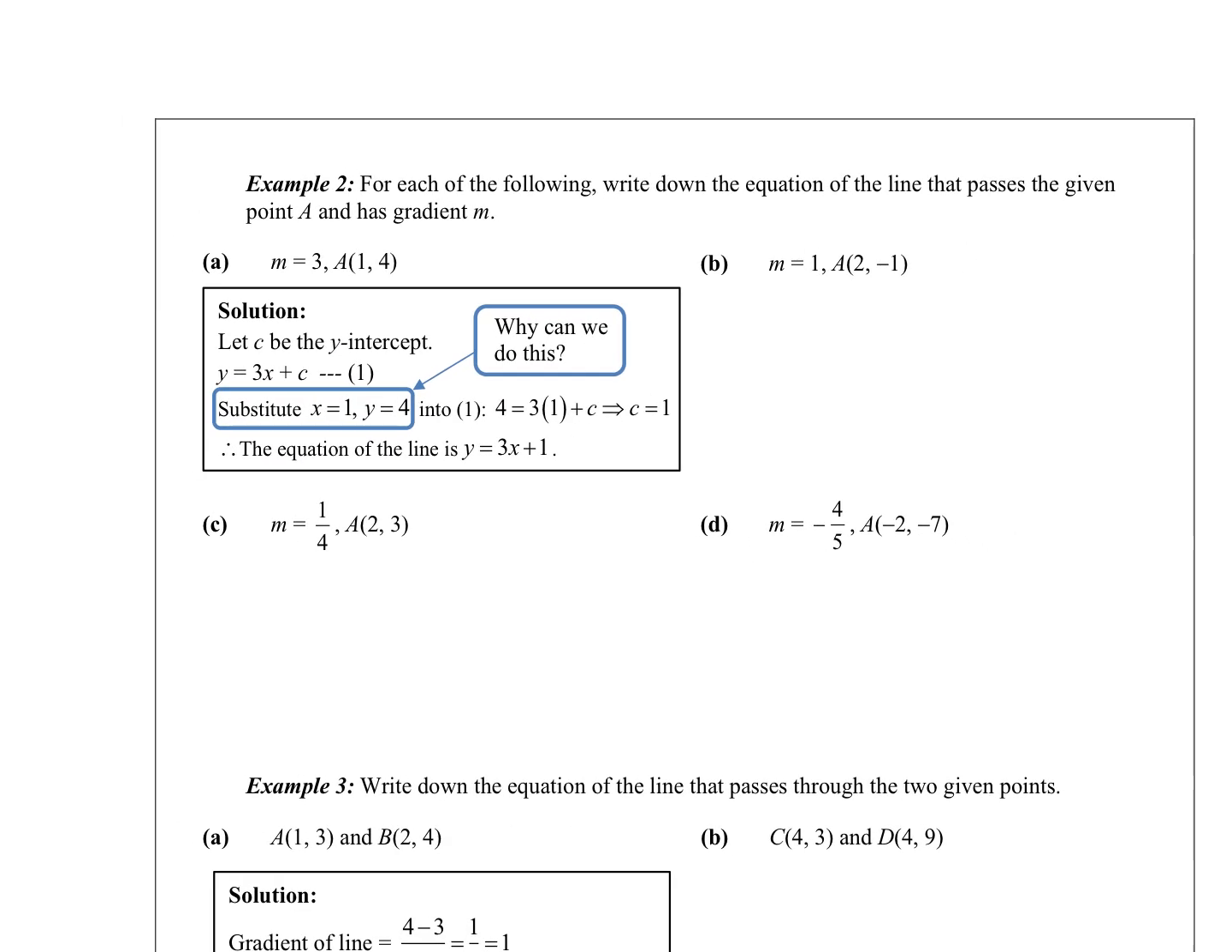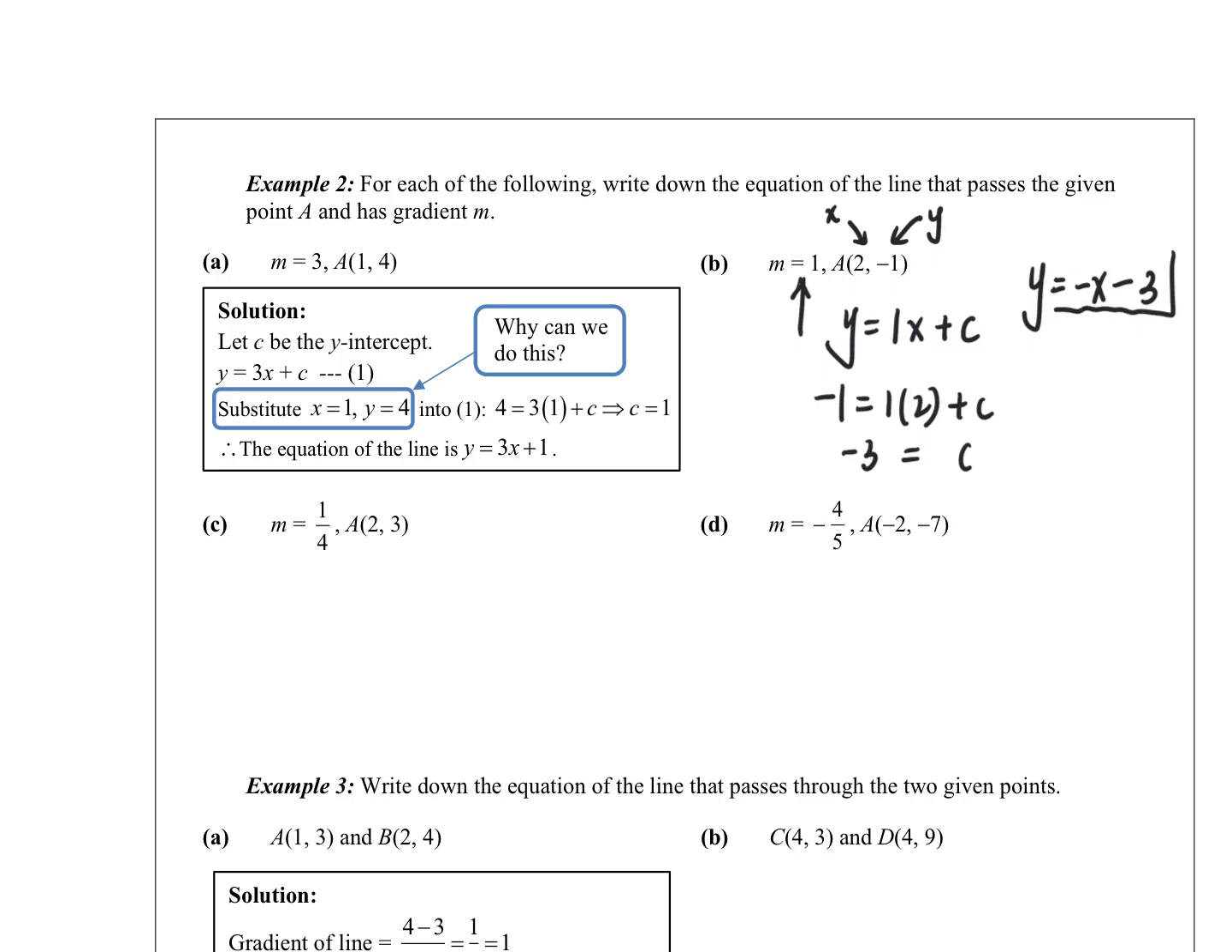Okay, as a recap of how to find the equation. If I'm given the gradient, I will plug in my gradient into y equals to mx plus c. So I know one point on the line. The x value is 2 and the y value is minus 1. So just sub in. Okay, so this tells me my y-intercept is minus 3. So my equation is y equals to negative x minus 3. So this gives me the equation of my straight line.